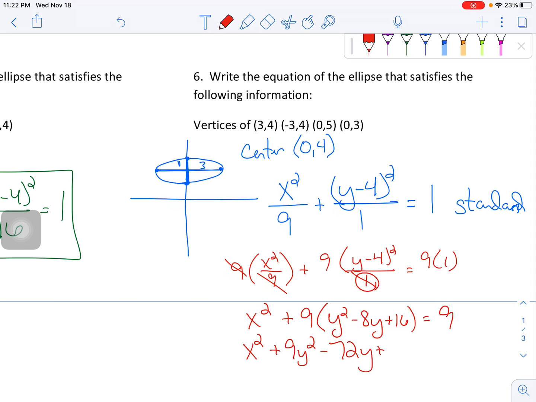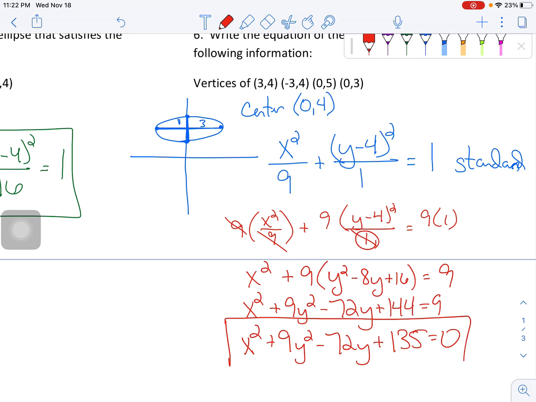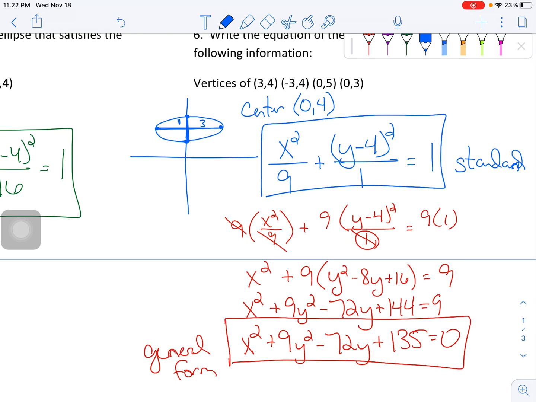So x squared plus 9y squared minus 72y plus 9 times 16 is not going to happen in my head. So let's grab a calculator. 144 equals 9. So x squared plus 9y squared minus 72y plus 144 minus 9 would be 135 is equal to 0. So this is general form, right? And what we had originally written was standard form.